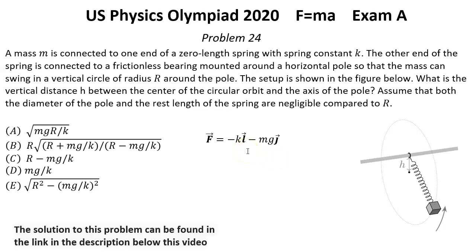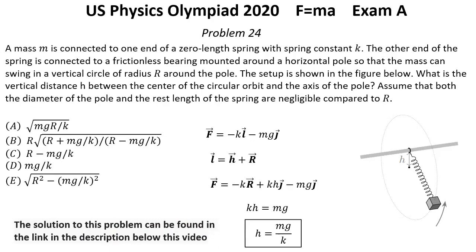Here vector L is the vector from the pole to our mass. We can represent vector L as vector h, which is from the pole to the center of rotation, plus vector r from the center of rotation to our mass. And now we have this equation, and for the point below the pole h to be the center of rotation, we have to equalize the second and third members to each other. kh equals mg and h equals mg over k, which is answer D, and that was the solution for problem number 24.